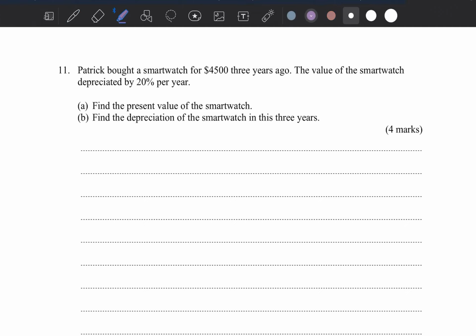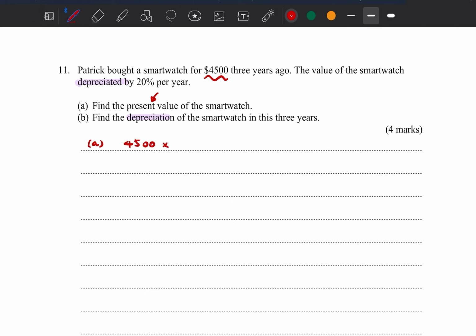Okay, question 11. It comes to your percentage again. This time it's asking about depreciation. Depreciation means that the price of a product has been decreasing. So Patrick bought a smartwatch for 4,500, 3 years ago. The value of the smartwatch depreciates by 20% per year. Find the present value. It means that it decreased by 20% every year.